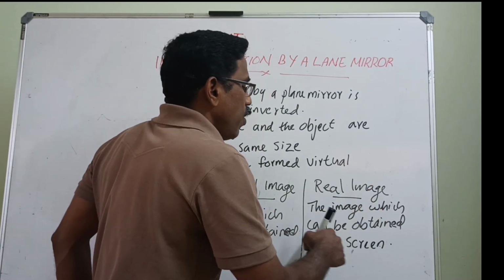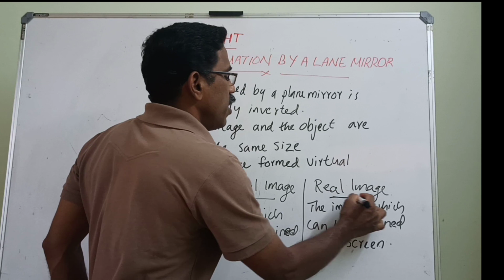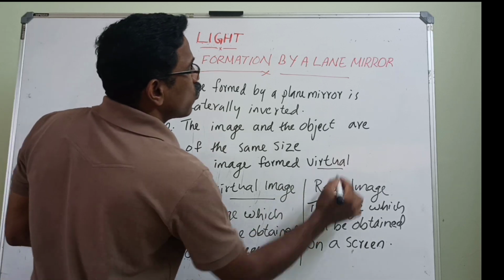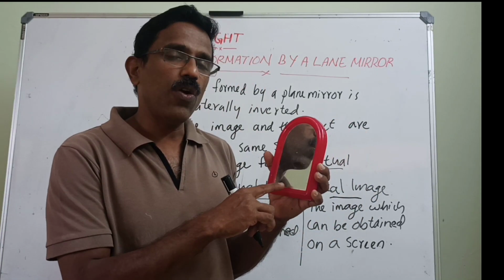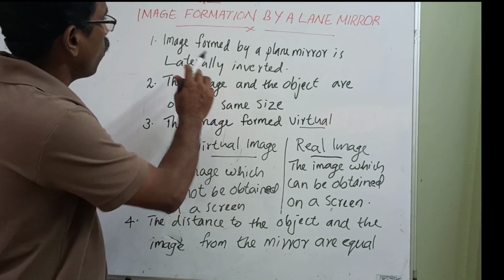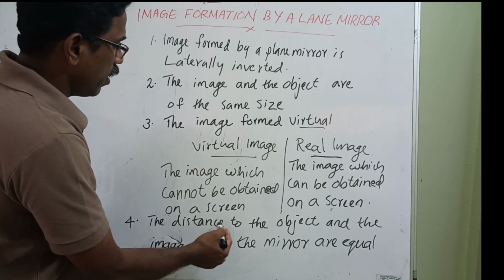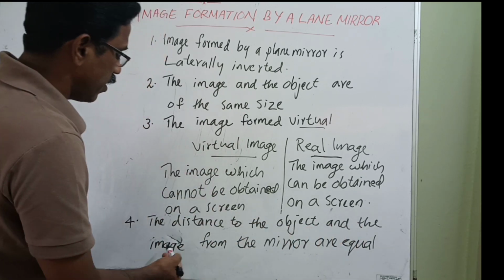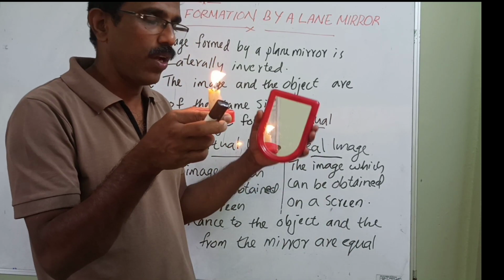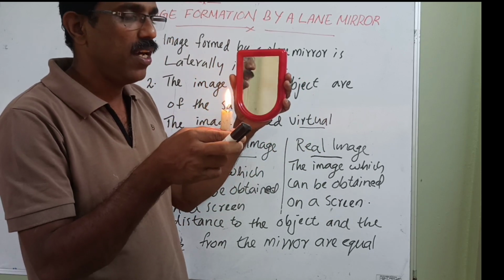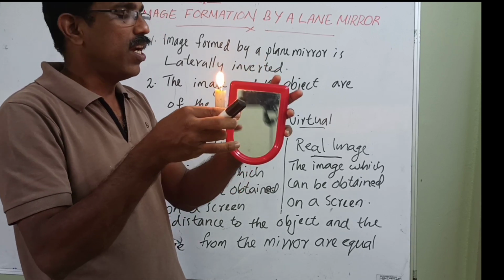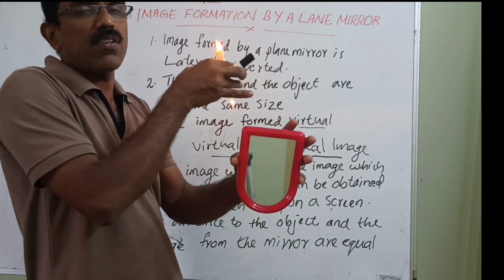The images which can be obtained on a screen are called real images. In the case of a plane mirror, it always forms a virtual image, meaning an image which cannot be obtained on a screen. The fourth characteristic of the image formed by a plane mirror is that the distances of the object and the image from the mirror are equal. When you observe an image of an object through a mirror, you can see the distance between the mirror and the object, and between the mirror and the image, are the same.